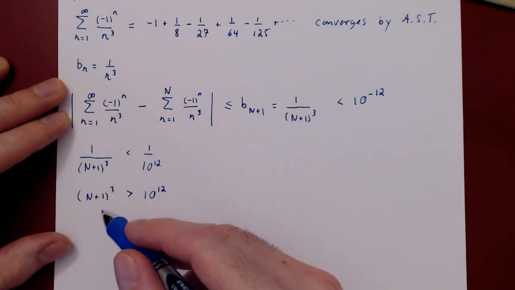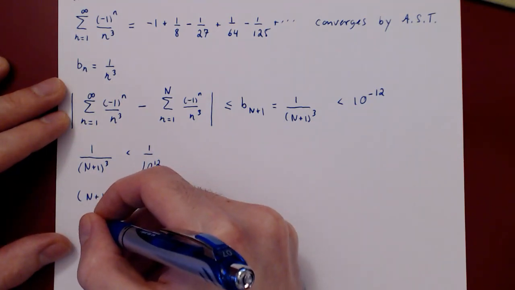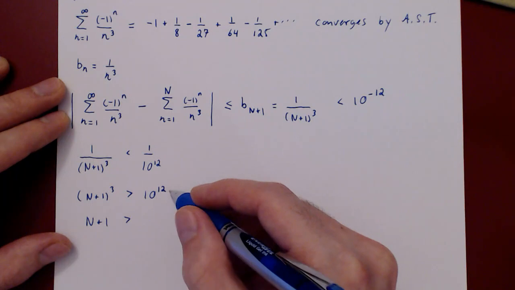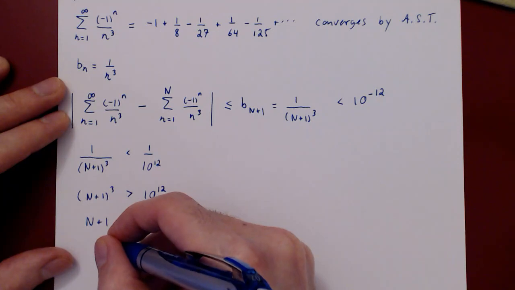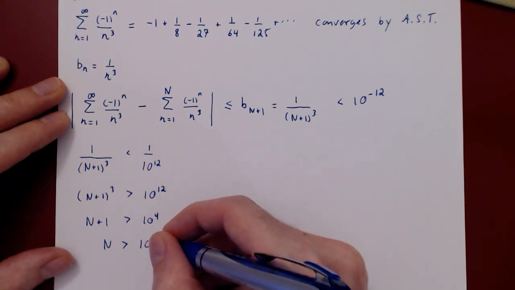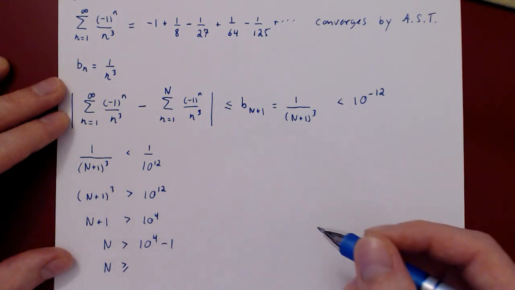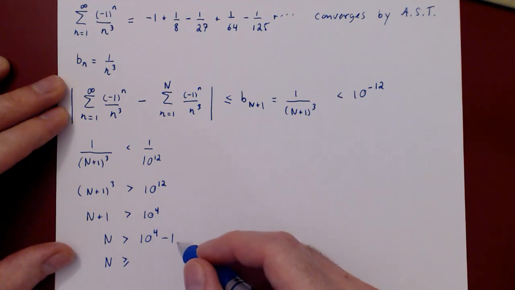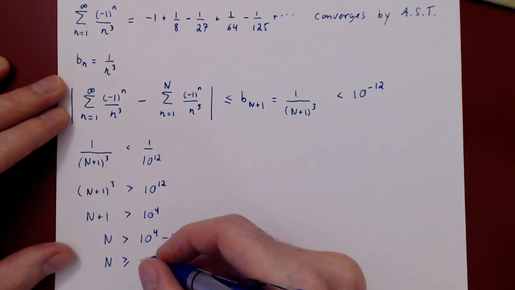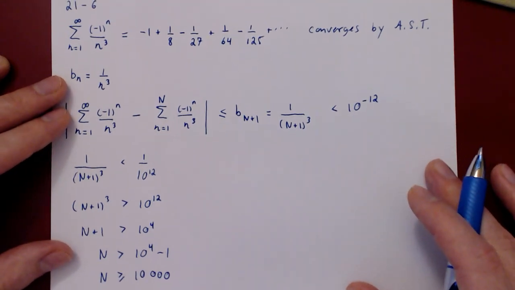To get closer to solving for n, we cancel the cube by taking the cube root of both sides. So n plus 1 must be larger than 12 over 3, which is 4, 10 to the 4. And finally, subtracting 1, n must be larger than 10,000 minus 1. We can make this become an inequality that allows for equality. If n is strictly larger than 10,000 minus 1, then n must be at least as big as 10,000, 10 to the 4. And now we have our answer.